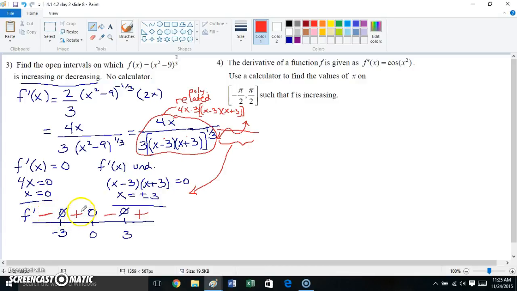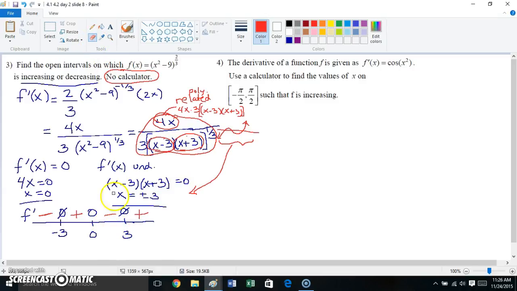But if you're unsure, and again, this question is no calculator, so I'm trying to use other strategies, test points in between. Let's test a positive 1, so the interval in here. The numerator is going to be positive, 4 times positive 1. The denominator is going to have a negative factor and a positive factor when x is 1. And so you're going to have positive divided by negative. So the answer there is also negative.